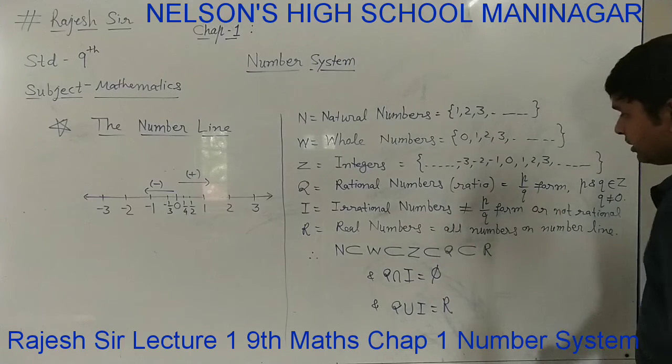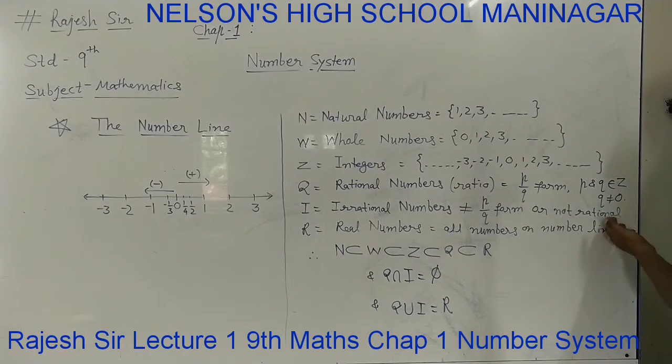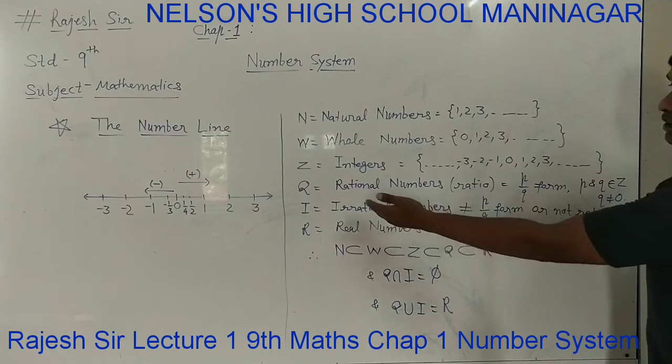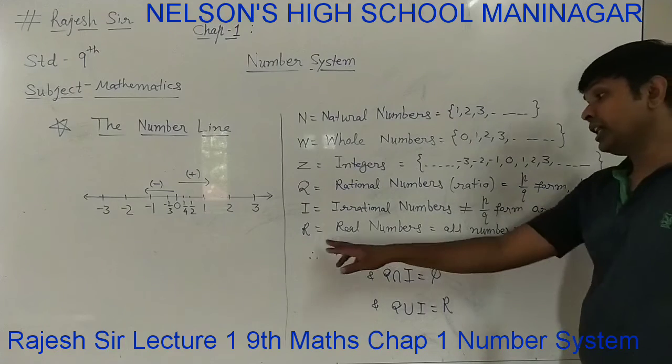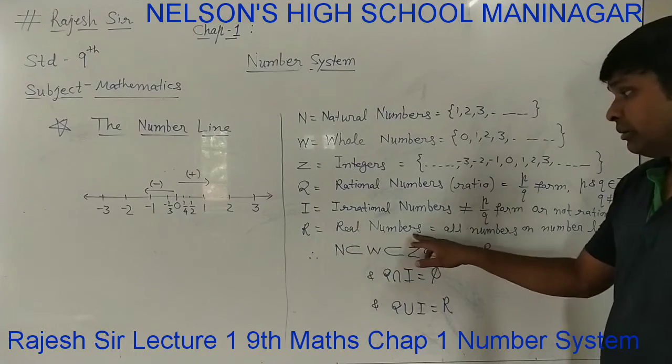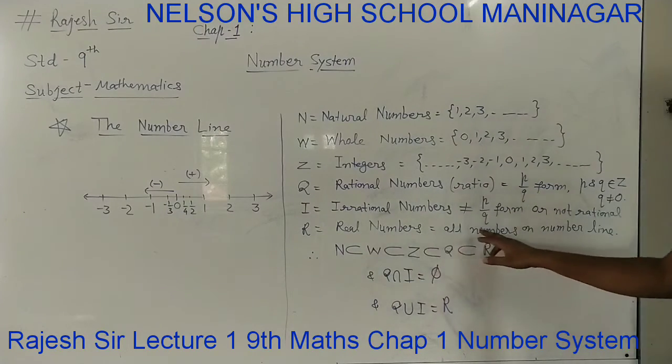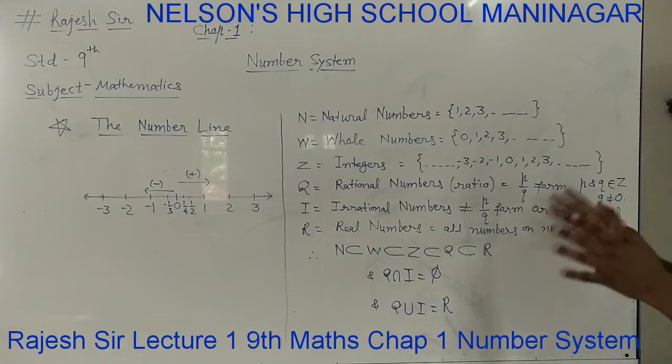So these are called irrational numbers, or you can say not rational. The number which is not rational is called an irrational number. Next we have R. Capital R shows the real numbers. In real numbers, we take all the numbers on the number line.